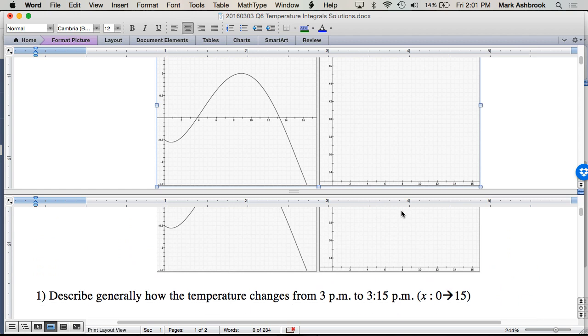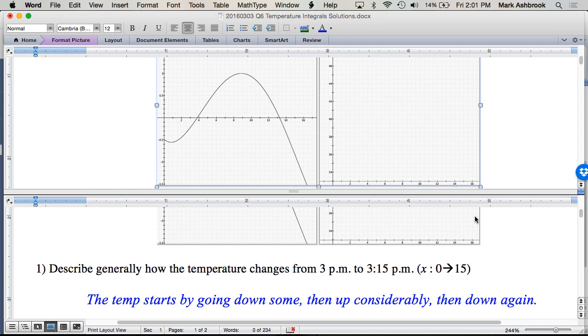Here's that graph you were given. Generally, how does the temperature change from 3 to 15? Generally, we got a negative rate of change, so the temperature is going to go down somewhat. And then it's going to go up. When the rate of change is positive, it's going to head up. And then it's going to go down again when the rate of change is negative. Okay?